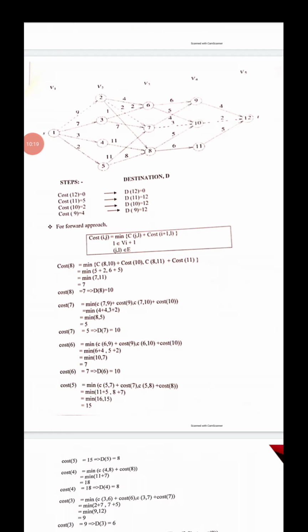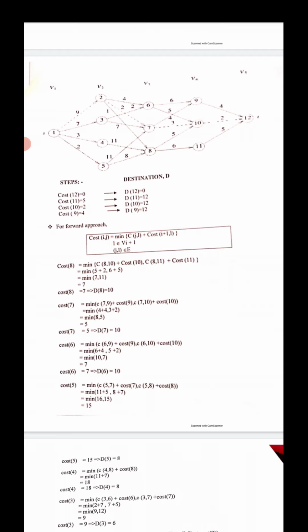Cost of i comma j will be assigned to the minimum of c of j comma l plus cost of i plus 1 comma l, where l belongs to V i plus 1 and j comma l belongs to E, the edge set. Here is the formula: cost of j comma l plus cost of i plus 1 comma l. If you have to learn this formula, it is very important.